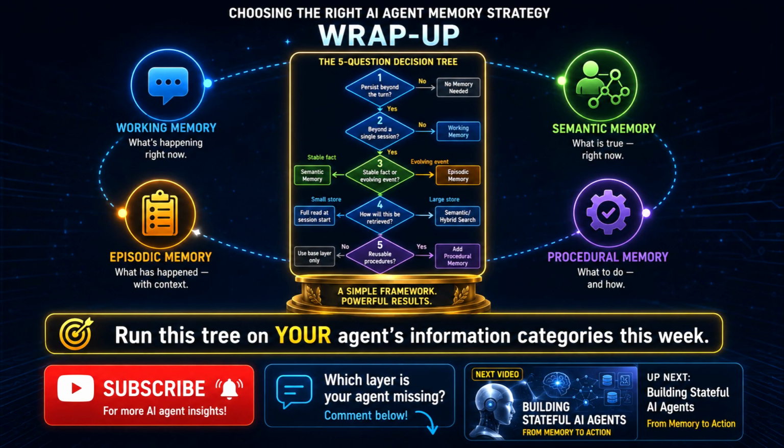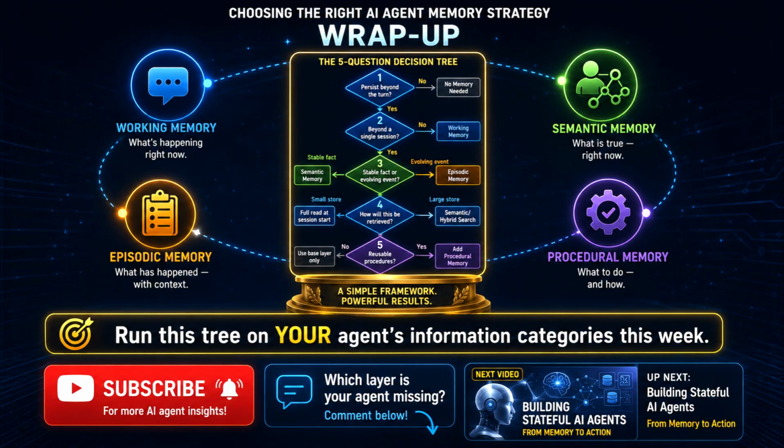Let's bring this all together. The decision tree turns agent memory design into a set of clear, defensible choices instead of one default architecture applied everywhere out of habit. It forces 4 questions before a single line of storage code gets written. How long should this information persist? Is it a stable fact or a past event? How will it be retrieved later? And does it represent a reusable behavior that can improve future tasks?